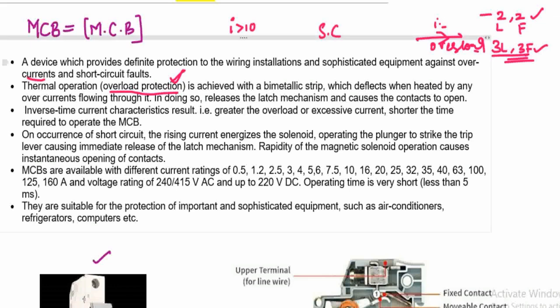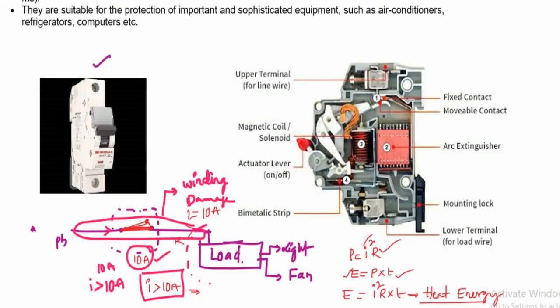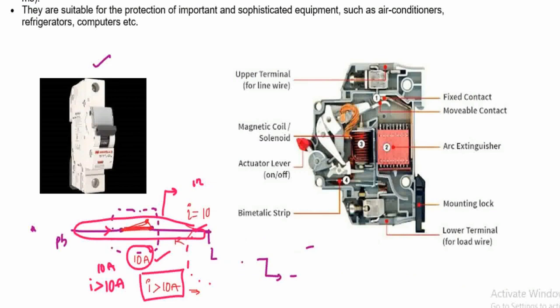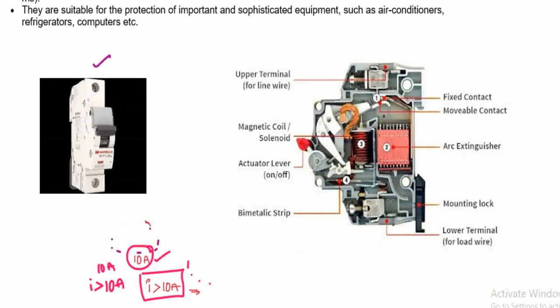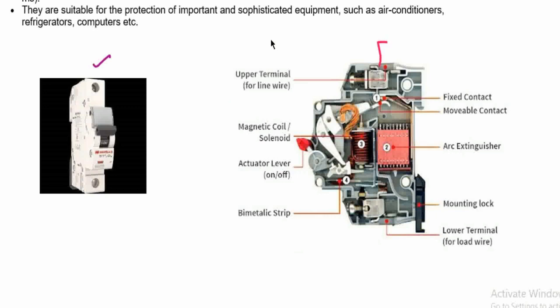So coming to the operation of MCB, we have a cross section of MCB here. You can see the parts inside the MCB. Here you can see the supply line, the phase line connected to the MCB first terminal. Let's say this is the first terminal, and this lower one is the second terminal.